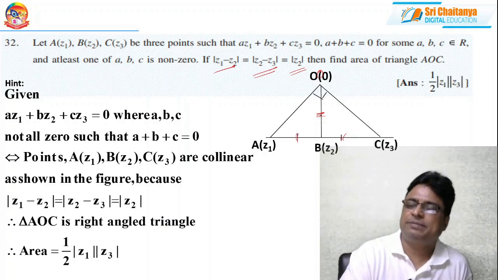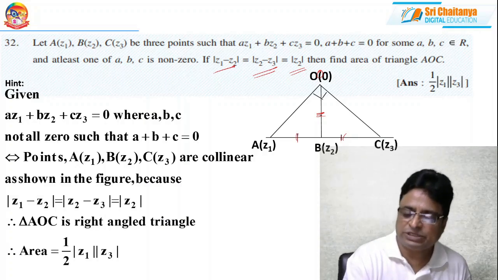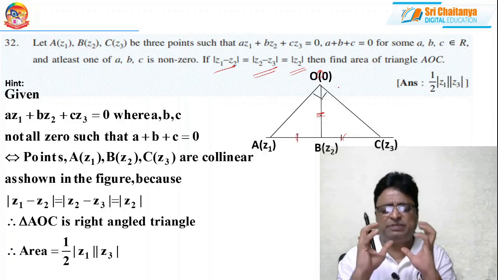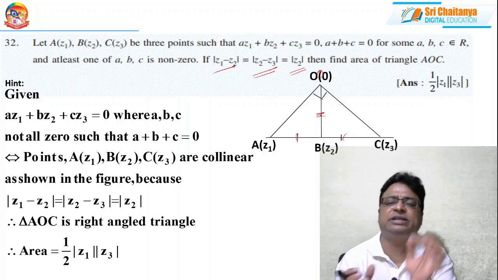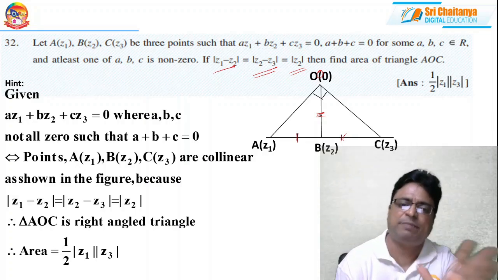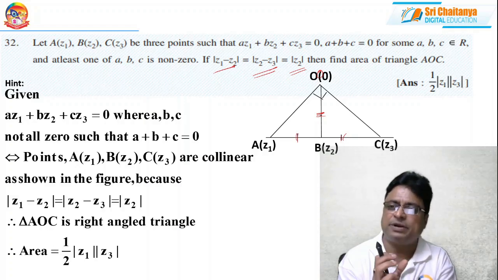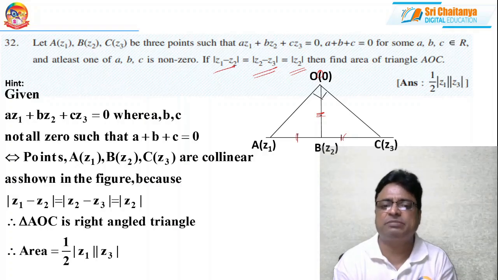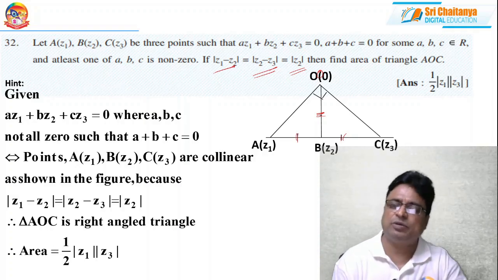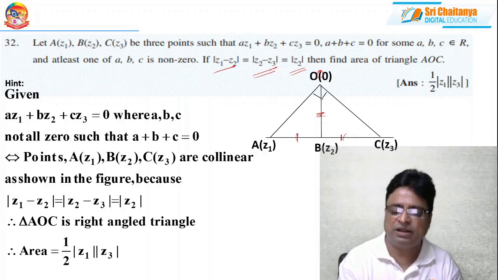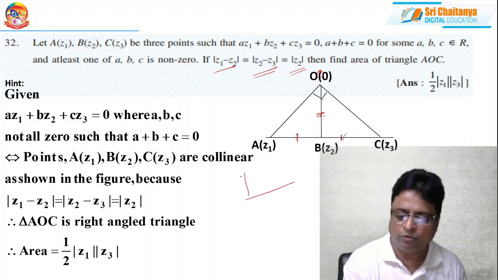That I am explaining here. So AOC is a simple question. Just by visualizing the statement, you do not have to put anything on paper. Just imagine the question and apply the geometrical property. Then automatically the triangle becomes what? A right angle triangle. You apply the concept. So the area of the right angle triangle OAC.